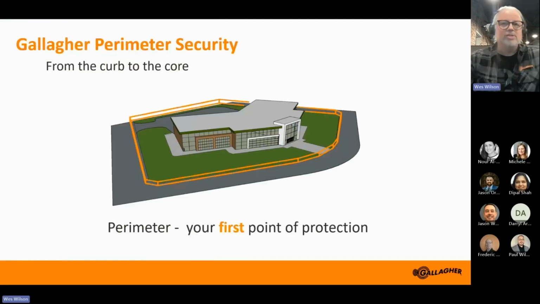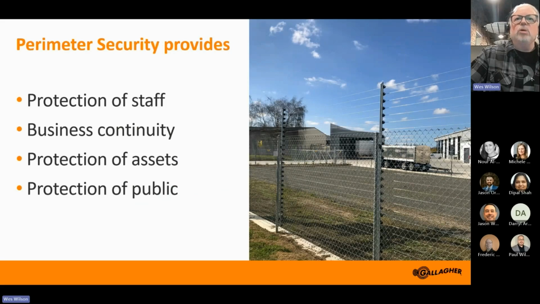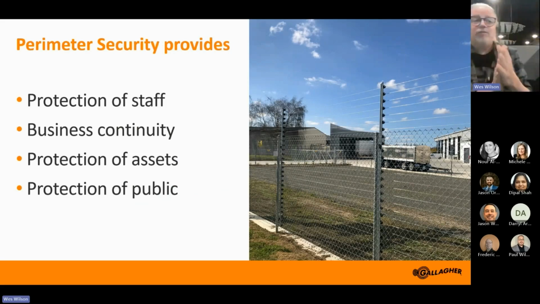The curb to the core solution is key here because the perimeter is our first point of contact with potential attacks. And it's a chance for us to really get in there and catch people early. Your perimeter security provides protection for your staff.